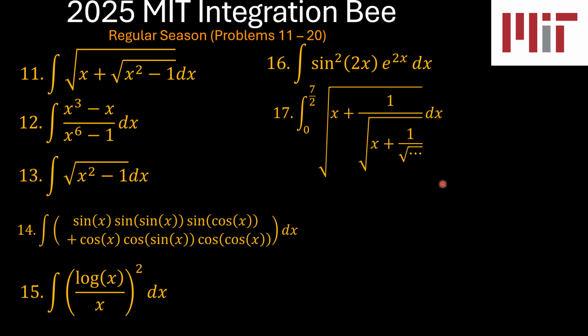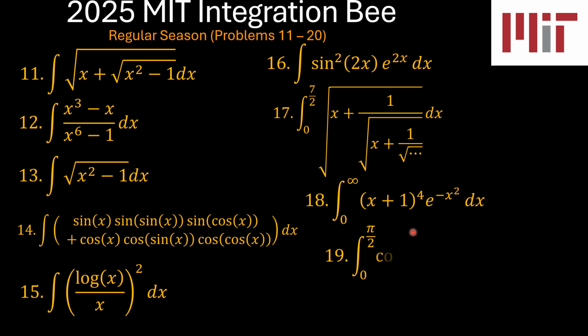And then problem 18, an improper integral from x equals 0 to x tending to infinity of the fourth power of x plus 1 times e to the power negative x squared. Problem 19, a definite integral from x equals 0 to x equals pi over 2 of cosine 3x times cosine 5x times cosine 7x.